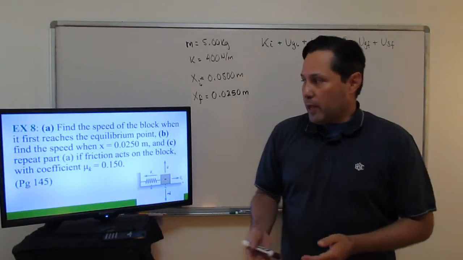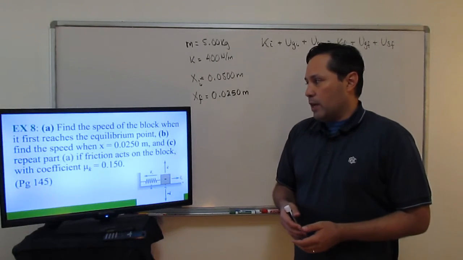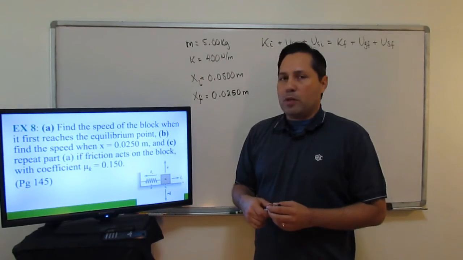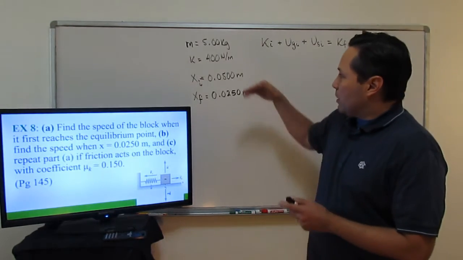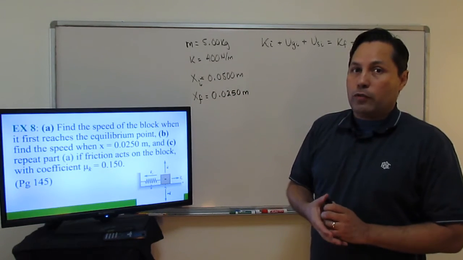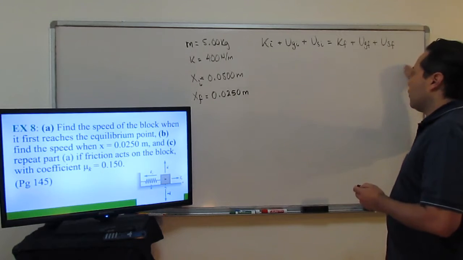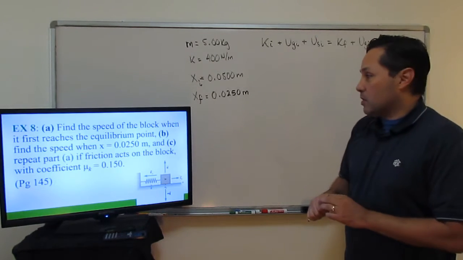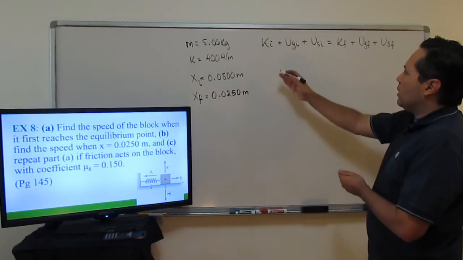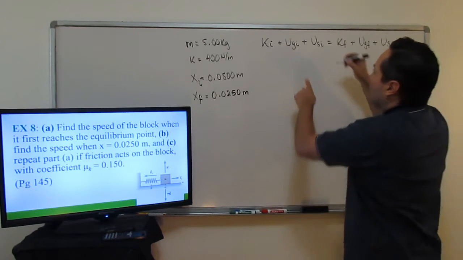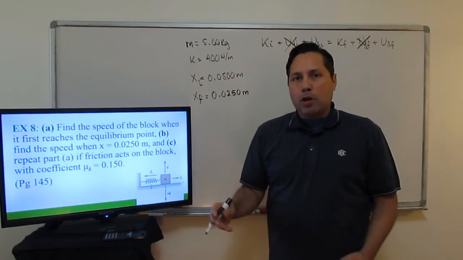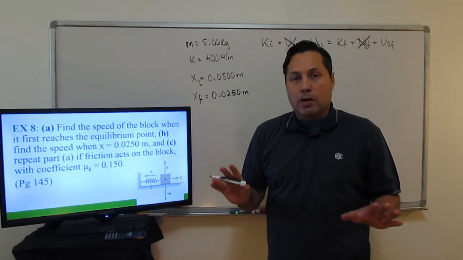In part B of example 8, they ask us to find the speed once again, but this time when the object is 0.050 meters. Okay, so now it started off as 0.05, now it's halfway to the equilibrium point. So we're going to solve for that. Here we have our conservation of mechanical energy one more time. Since it's frictionless, we're not losing any energy, and we're going to get rid of some of these again. Potential energy due to gravity, we immediately cross it out because that block's staying on the ground.